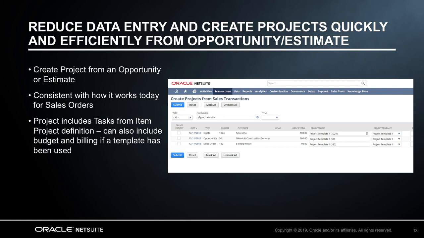In the 19.1 release, we're leveraging the integrated suite to create a new project with the items and task structure or via a template directly from the opportunity or estimate. This will work in a way that's familiar to our customers, an existing process that creates projects from sales orders. This feature will reduce the need to re-enter data as the data flows seamlessly between the two areas, saving time and cost, improving ease of use, and creating greater efficiencies for our customers.